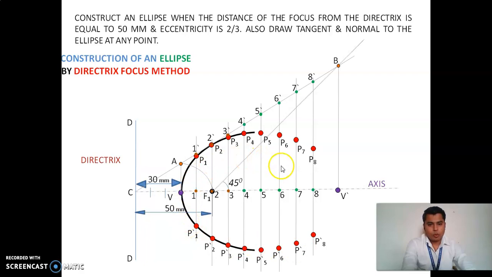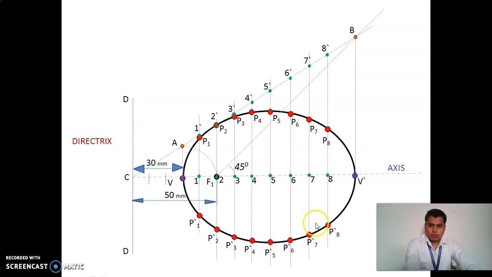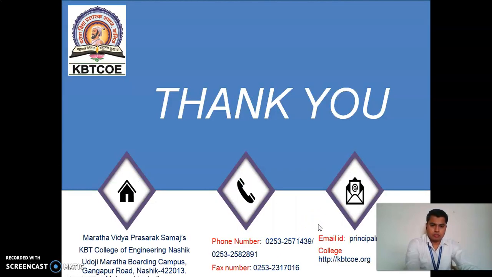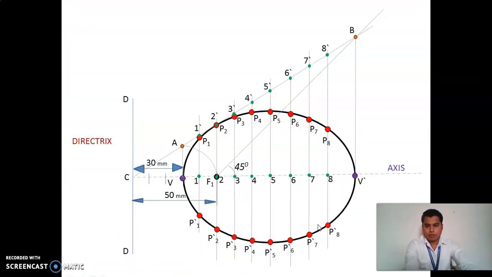Now join all these points with each other and close that curve with V dash. So V and V dash are the two vertices, because the curve is intersecting the axis at two points, V and V dash. The points where the curve intersects the horizontal axis are called vertices. So this is all about the ellipse by the directrix focus method.